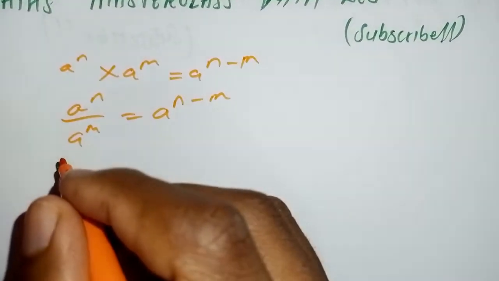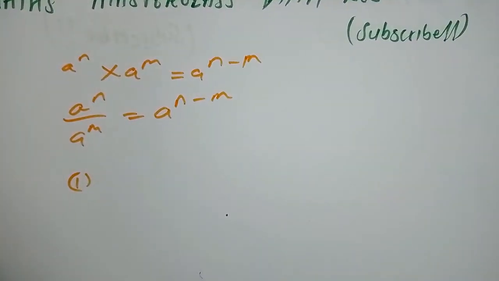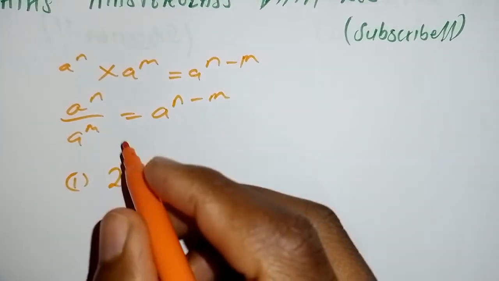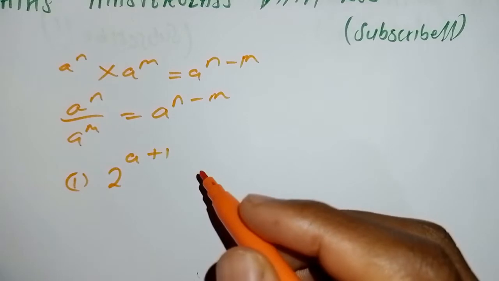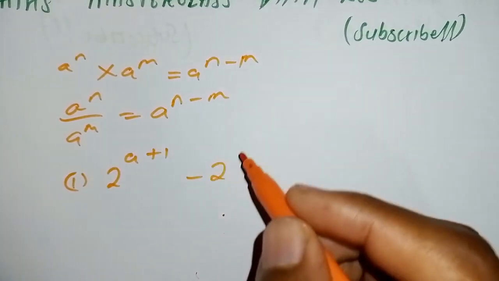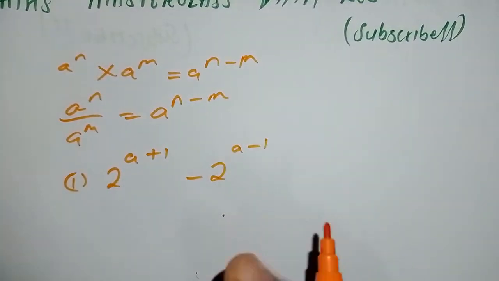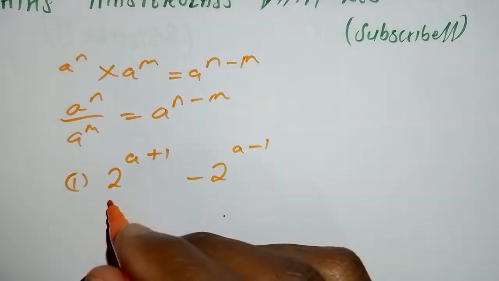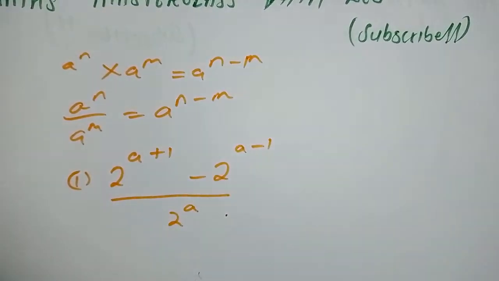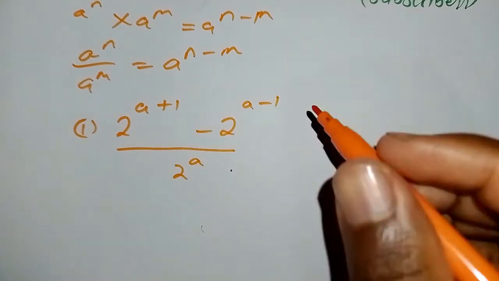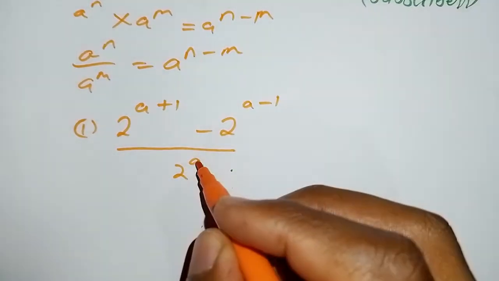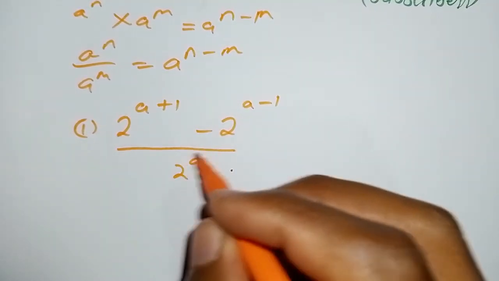Right, we have the first question. We have 2 to the power a plus 1, minus 2 to the power a minus 1, all over 2 to the power a. If you have such a question, they say simplify. How can you simplify? Let me give you my advice. Make sure you remove the bracket. You remove the fraction.